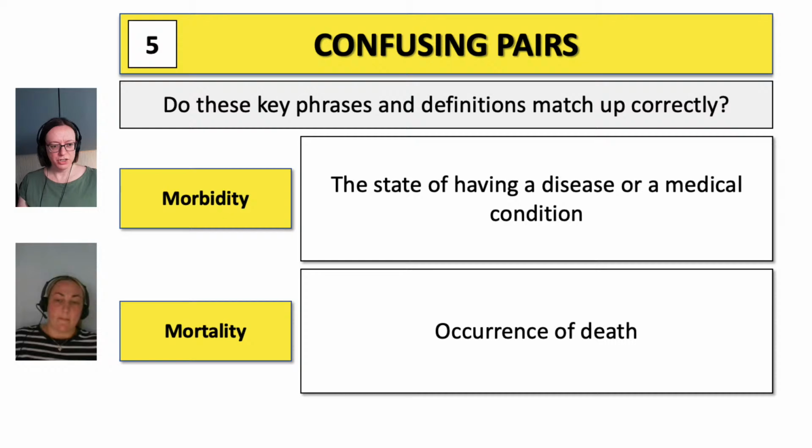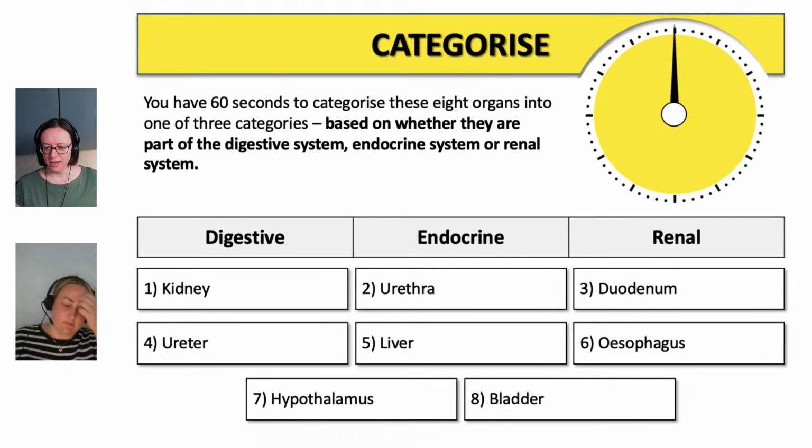Yep. And Jess and Pakisi both got that right, so well done. Okay, we'll see if we can get through just a couple more activities. So this one, 60 seconds to categorise these 8 organs based on whether they are part of the digestive system, the endocrine system, or the renal system. This is a really straightforward recall. Do you know what the organs are of each of those body systems? So let's go.